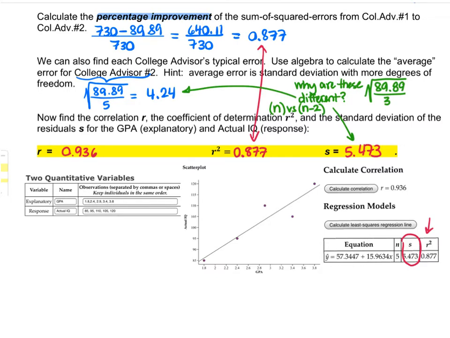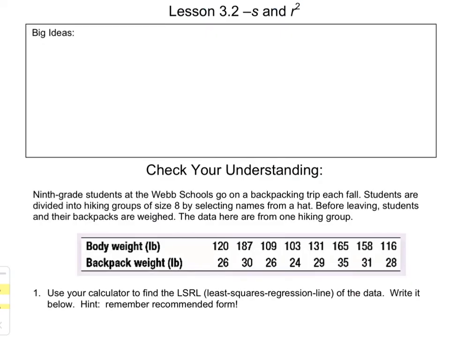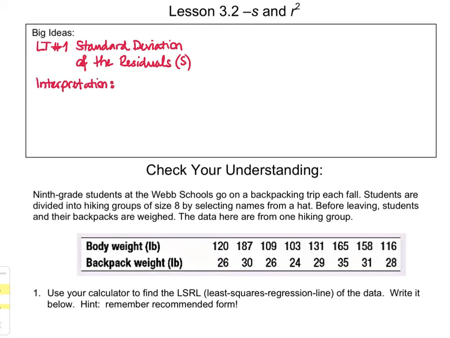Let's take a look at our box of important and big ideas. Our first learning target is about S, the standard deviation of the residuals. And while the calculator doesn't give it to us directly, we do have some steps that we can go through when we run the regression in the calculator that will allow us to get the value of S. Many times we are asked to interpret the S value, and this is how we would do it. The actual, and then whatever the Y variable is in context, is typically about S, whatever that number is, away from the number that is predicted by the least squares regression line.